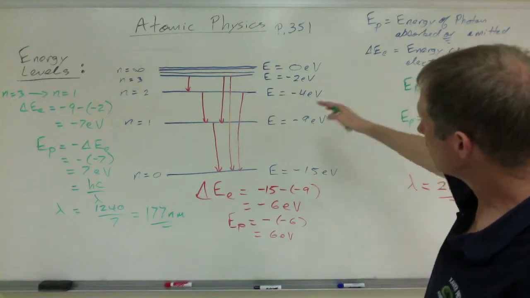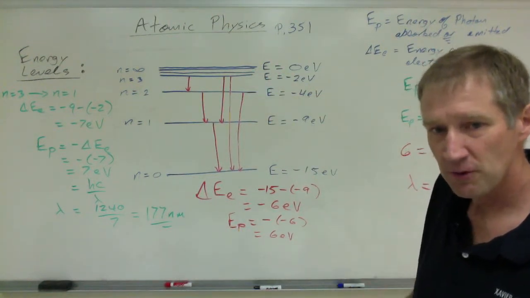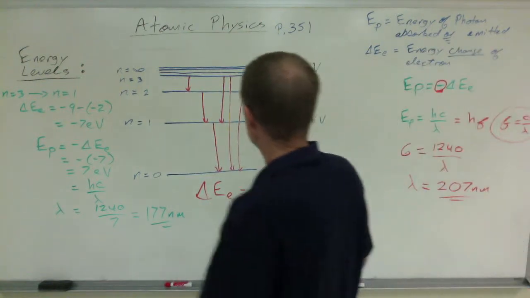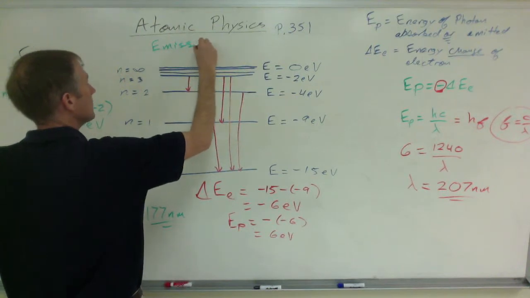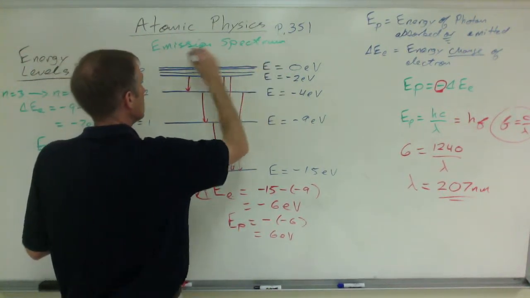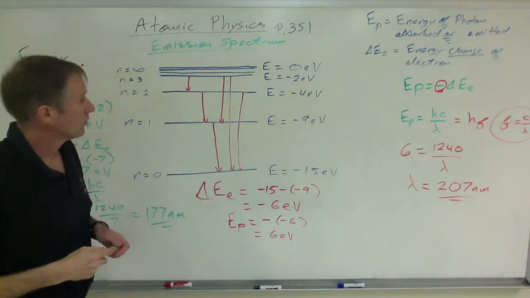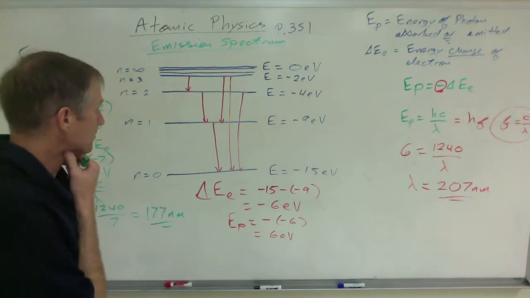So this is called the emission spectrum. Emission spectrum for a specific chemical. Those are the photons that are emitted from that specific chemical.